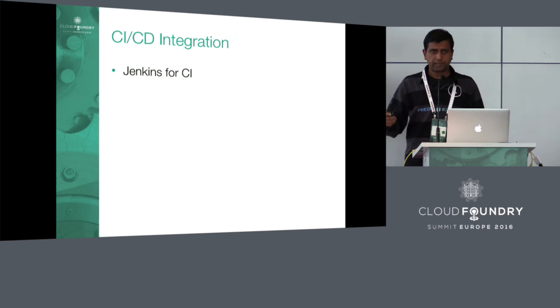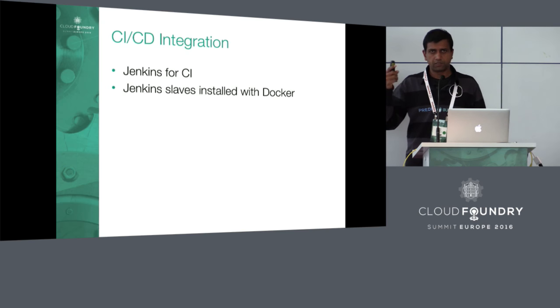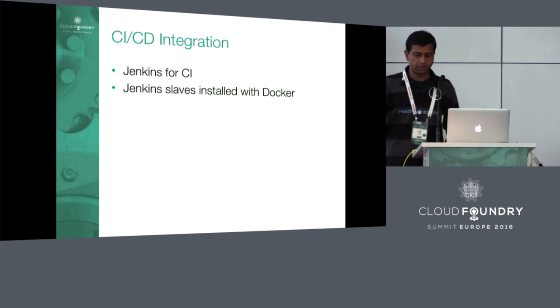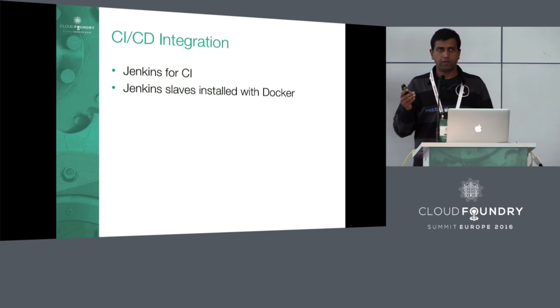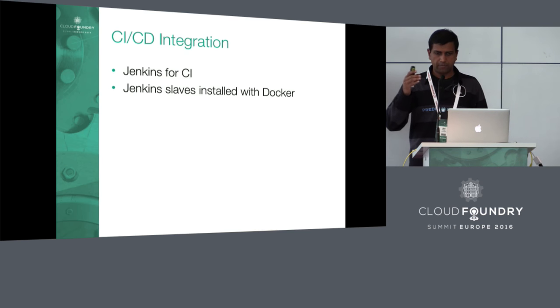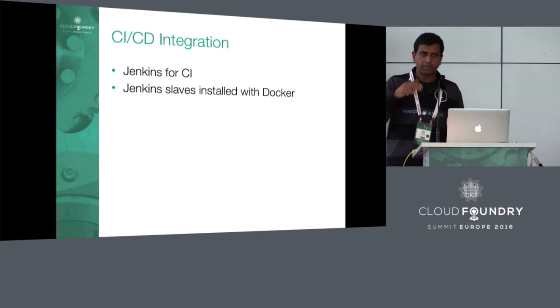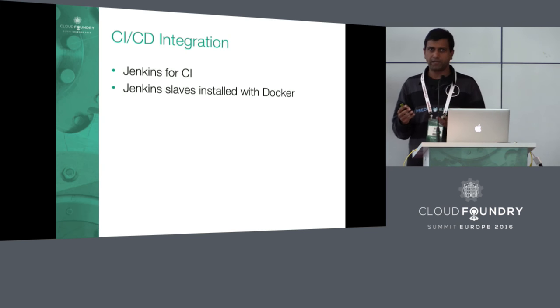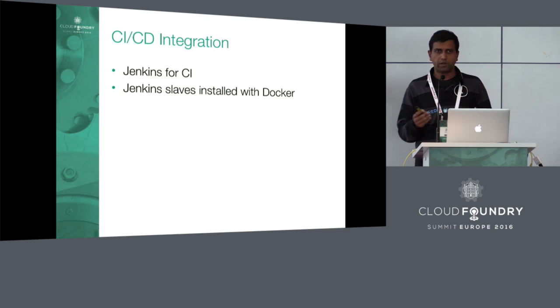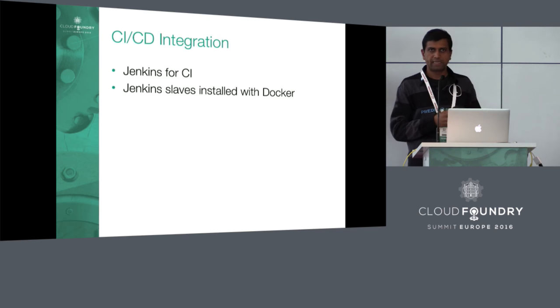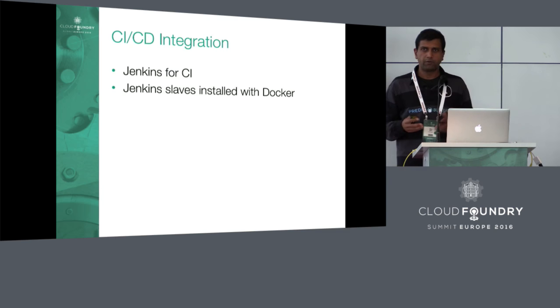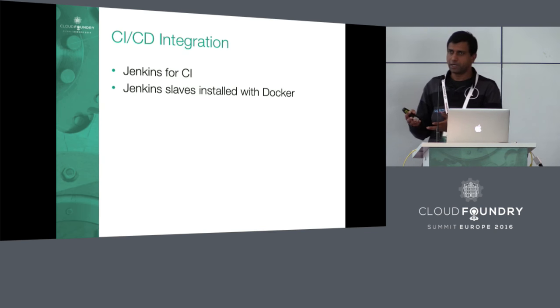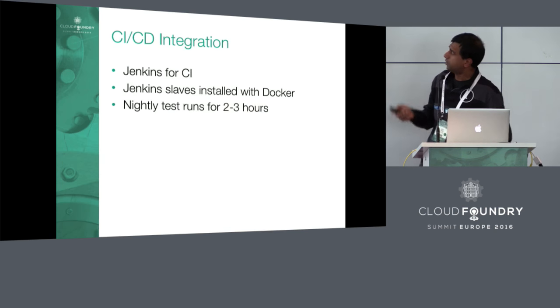And each of the Jenkins slaves is deployed with Docker installed in it. Every time we want to kick off a test, we have a nightly test for performance testing, because a performance test typically takes 2 to 3 hours to run. So you don't want to do this for every check-in on a daily basis. We do it as a nightly run. Whatever the last build for the day is, we check that out, build it, push it out to the performance test environment, and we run the test for at least 3 hours.